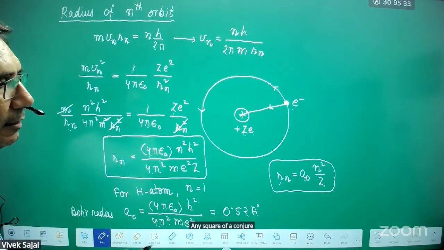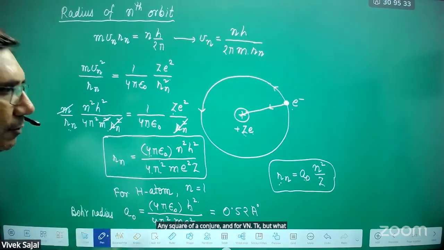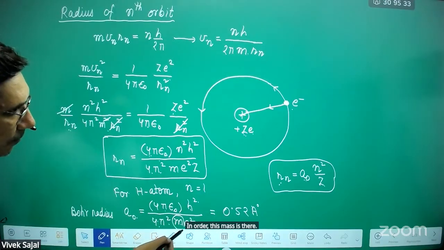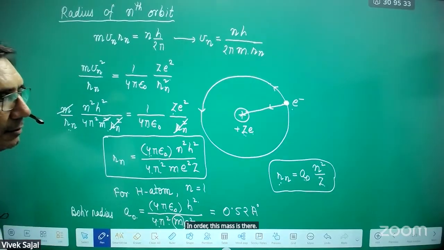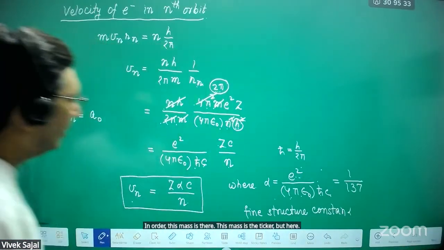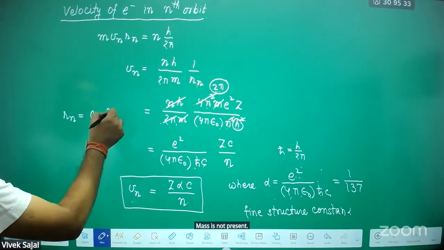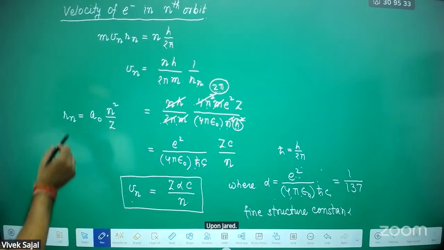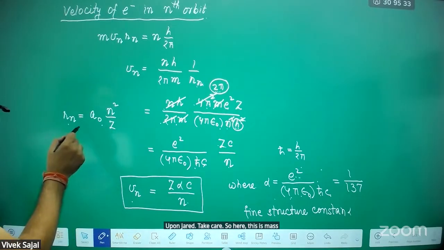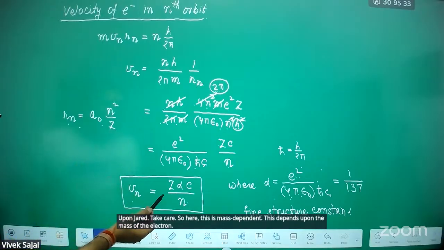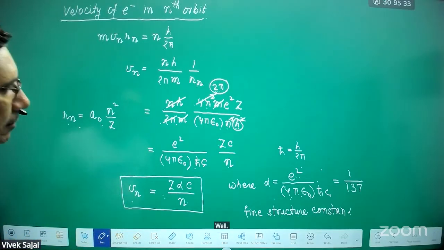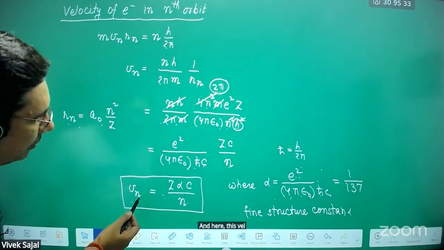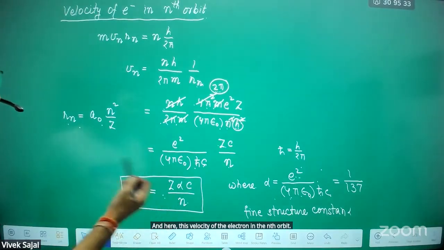For Vn, what is the difference here? Try to understand. If you look at a naught, the mass is there. But here, mass is not present. So here the radius is mass dependent, it depends upon the mass of the electron. But the velocity of the electron in the nth orbit is independent of the mass of the electron.